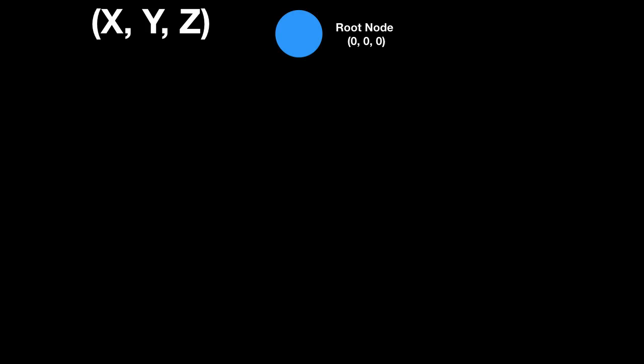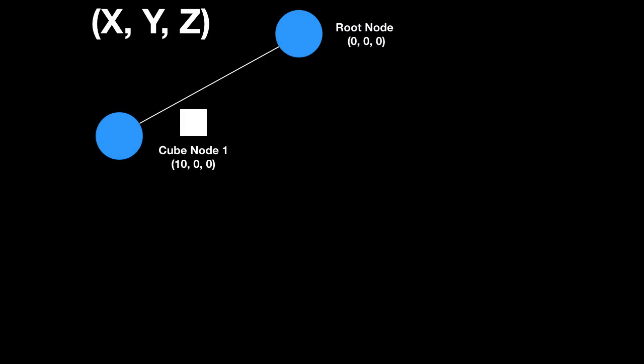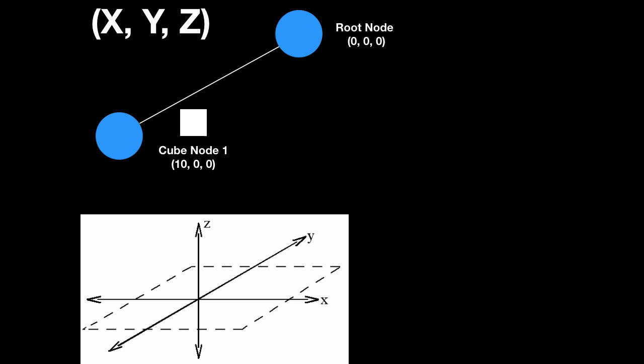When we open up our ARKit app, it places a root node down at our current position, which is on the XYZ plane in 3D coordinates, and this is at position 0, 0, 0. So if we add a cube node 1, it gets placed as a child of the root node. And let's take a look at our 3D plane here. So this cube node 1 is placed here, which is positive 10 on the X plane.